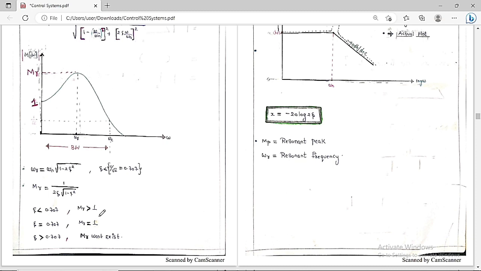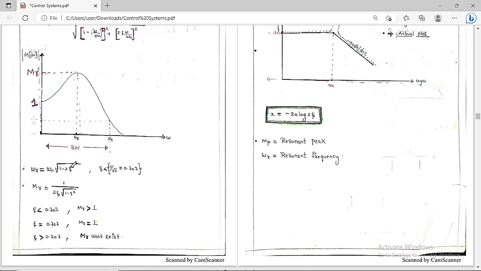So omega r is equal to omega n into root over 1 minus 2 zeta square, and the resonant peak is equal to 1 by 2 zeta root over 1 minus zeta square. If you see clearly, this equation is satisfied only when zeta is less than 1 by root 2. If it is greater than 1 by root 2, then the resonant peak won't even exist, because this value will become negative.